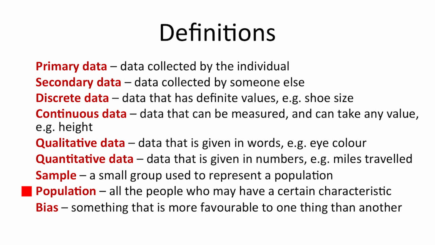If you think, for example, of the population of a country, if we were to take a sample, we would take a certain number of people from that population in order to examine a certain characteristic. And bias, the last one, is something that is more favourable to one thing than another. So, for example, it could be a question that would only generate a certain response, be it maybe more positive rather than negative, would be said to be biased.